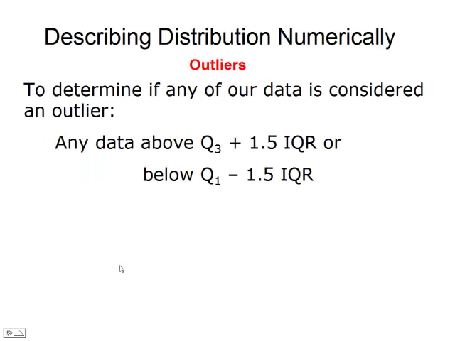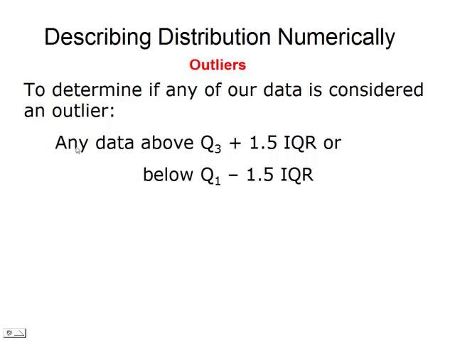Next, we're going to talk about outliers. To determine if any of our data is considered an outlier, before we just had to look at a distribution graph like a histogram and see if there was anything that was out of the ordinary. Now what we're going to do is find it numerically. So there are two formulas that you need to consider.